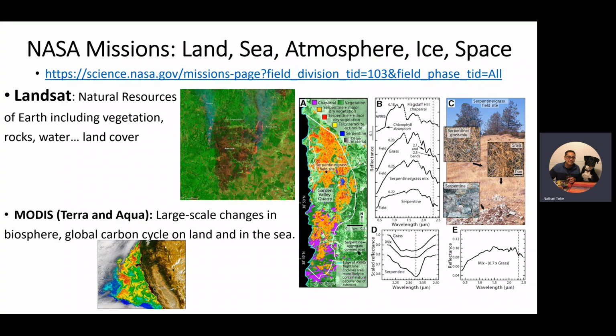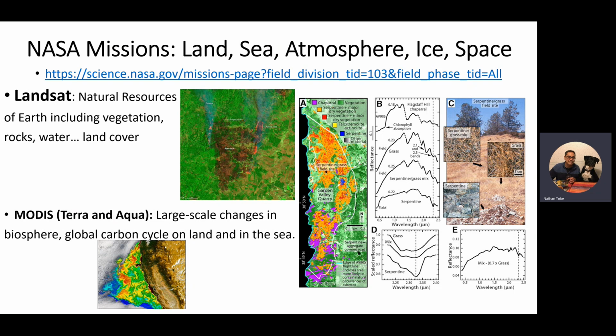Okay, so a couple of instruments in space that we want to mention that were funded by NASA. Land, sea, atmosphere, ice, and space. These are part of the NASA mission, to monitor the Earth's systems. It's not all about other planets. And so they have the Landsat mission, which has developed with time, but it's primarily after understanding natural resources of the Earth, including vegetation, rocks, i.e. geology, locations of water, and what is the land cover overall.